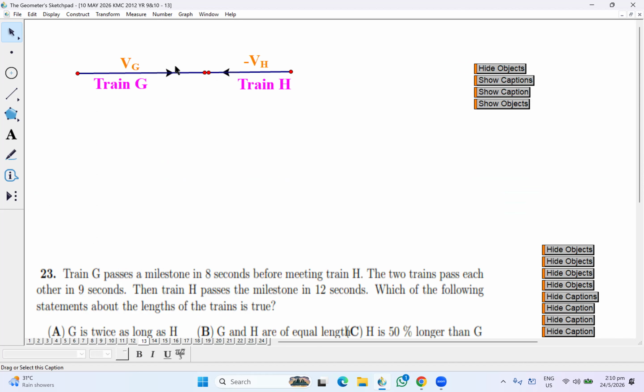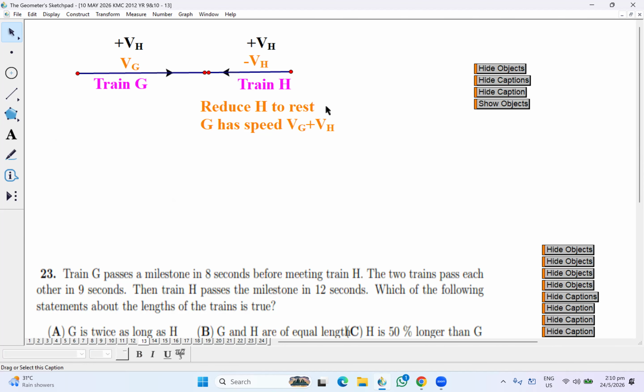Train G and H travel in opposite directions. So we say this one is VG, then minus VH. Then we add VH to both, so train H's speed becomes 0, so it is not moving. When H is not moving, train G becomes faster, VG plus VH.